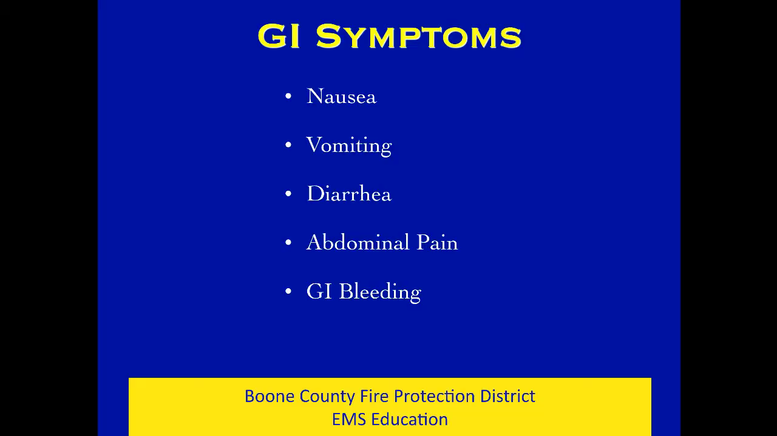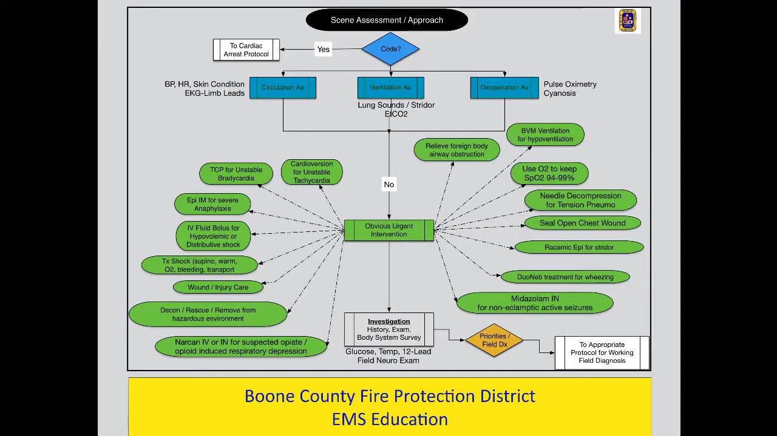So in this presentation, we'll talk about patients with GI symptoms, whether that be nausea with or without vomiting, nausea and vomiting with or without diarrhea, maybe just plain diarrhea, maybe abdominal pain, maybe all of those together, and always worried about that GI bleed. Our standard assessment flow chart.